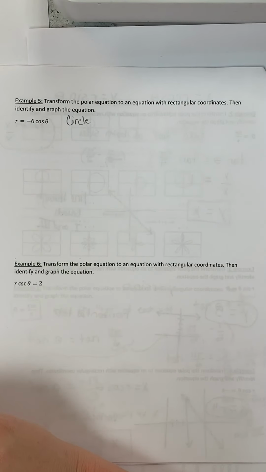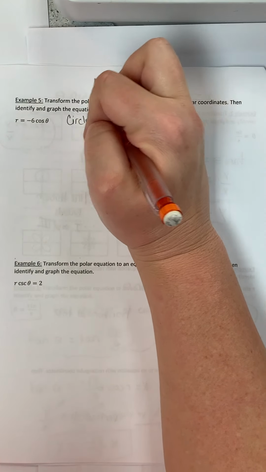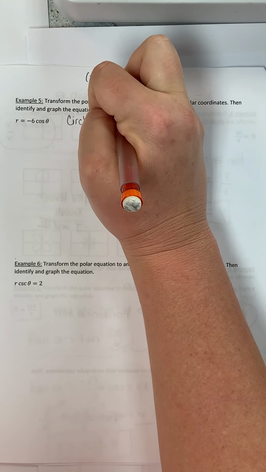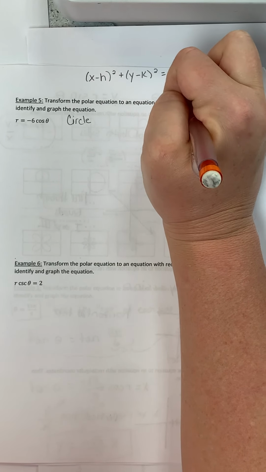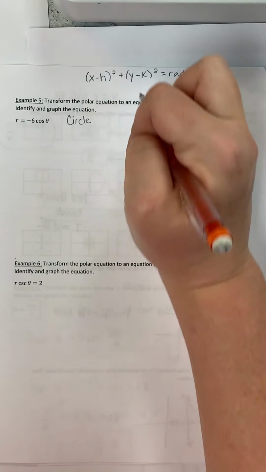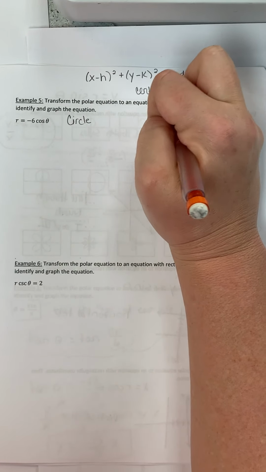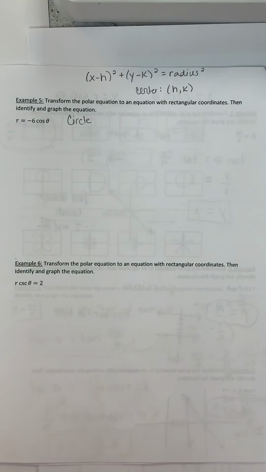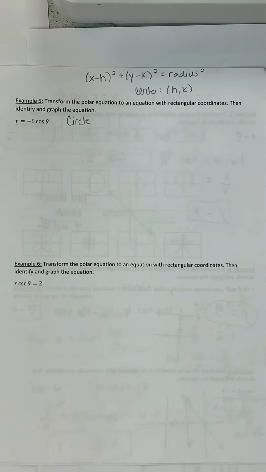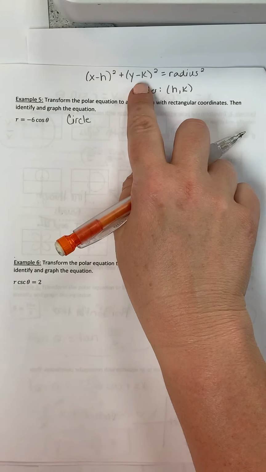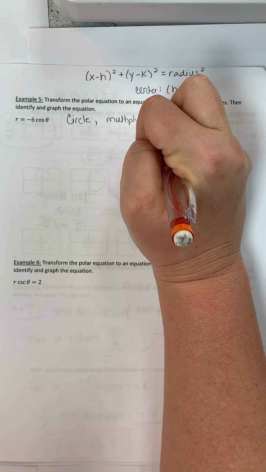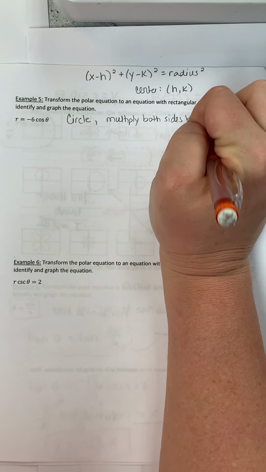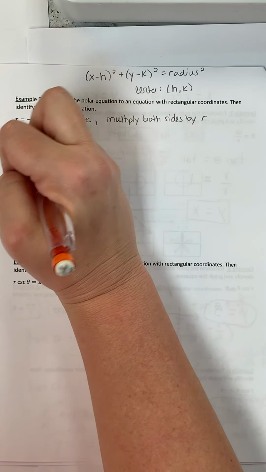Okay, so if you recall, we said that the standard form of a circle in rectangular form looks like this, okay? Where your center is (h, k). All right, so let's see if we can turn this polar equation into something that looks like that. All right, first step, we are going to multiply both sides by r, because I need an r squared right here.